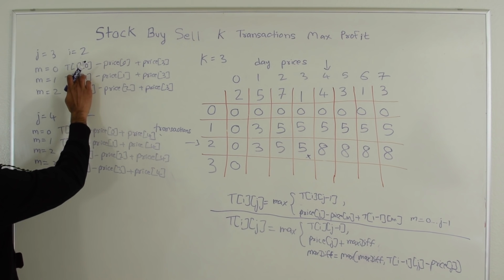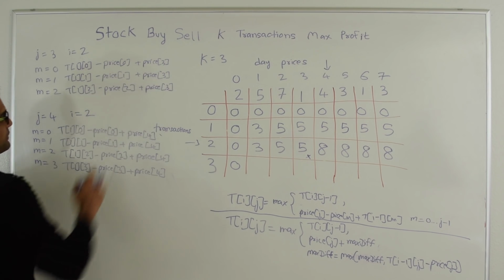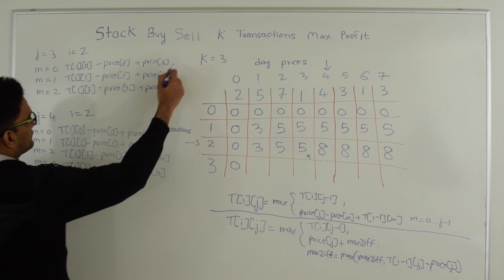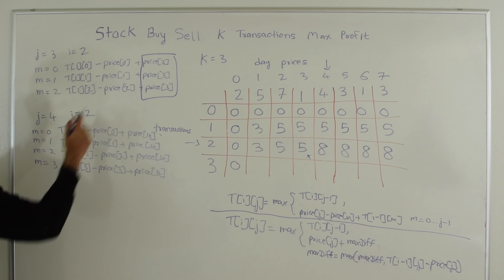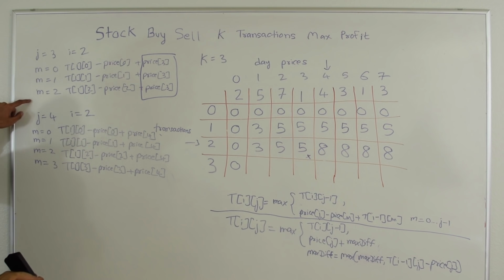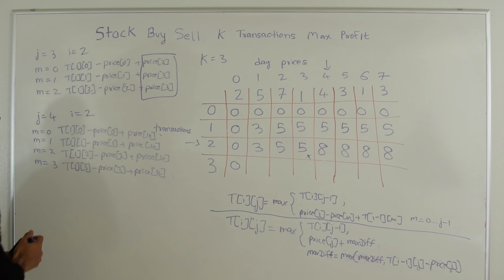This is T[i-1][m]. This is price of m because we are buying here, and this is price of j, which is selling here. So this part here is a constant in this formula. So basically the max here will depend on the max of this, this or this.